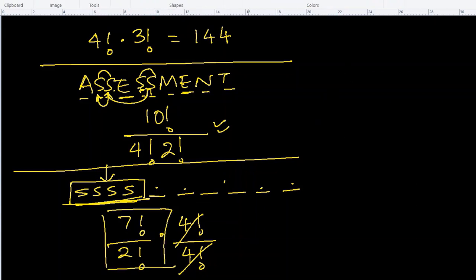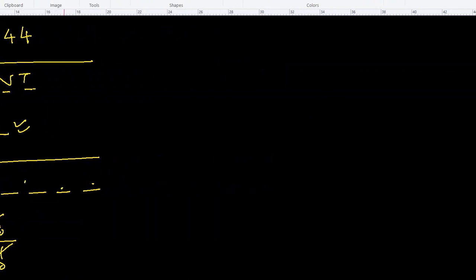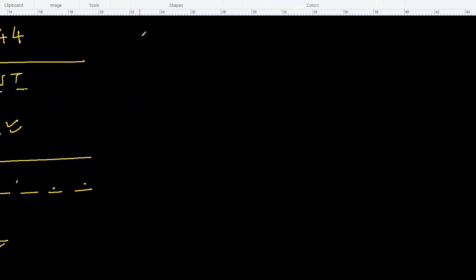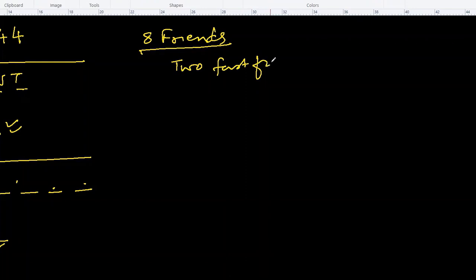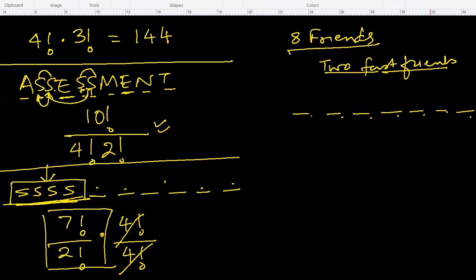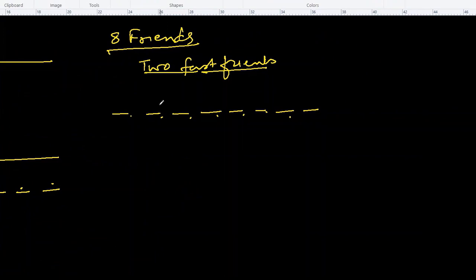Let's make one more question. There are 8 friends, right? And 2 of them are very fast friends. They want to stand in a line. Okay, 1, 2, 3, 4, 5, 6, 7, 8. But 2 of them, the fast friends, they want to stand together. Just like the 3 vowels in that question wanted to be together.